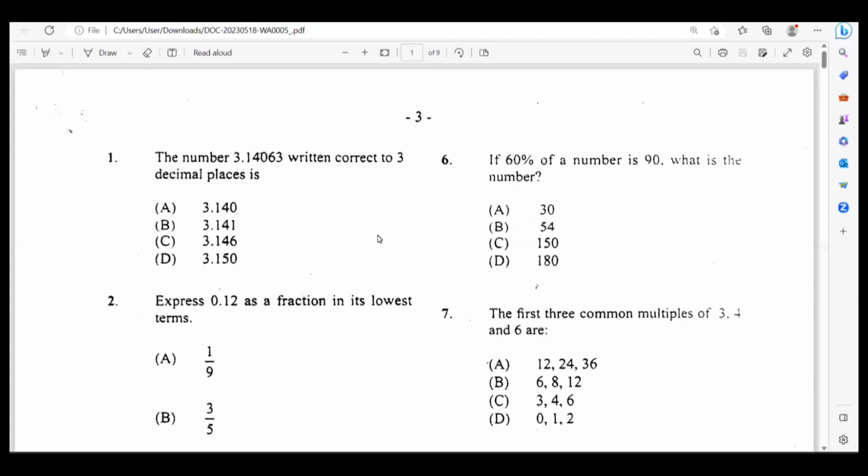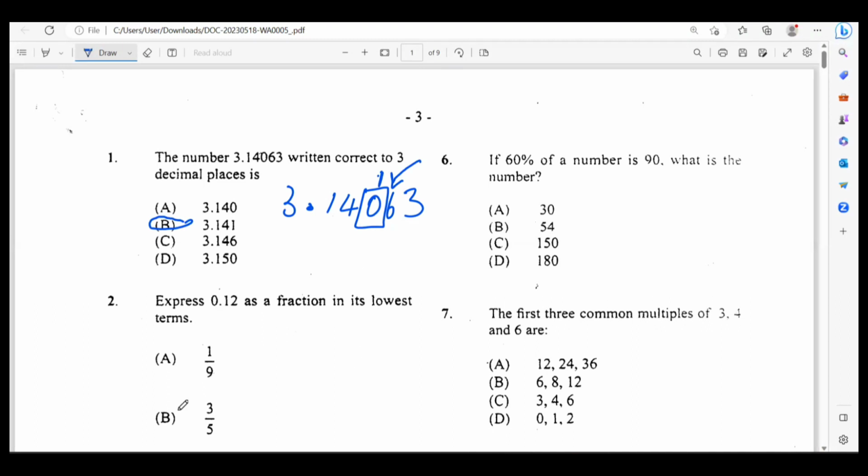The number 3.14063, written correct to 3 decimal places. All right, so as you can see, the third decimal place, so I'm going to write this figure so we could have a visual. So you could see that this is the third spot, and the number to the right is a 6, so the spot will go up by 1. So if you add 1 to the 0, you'll get 1. So we're looking for this.